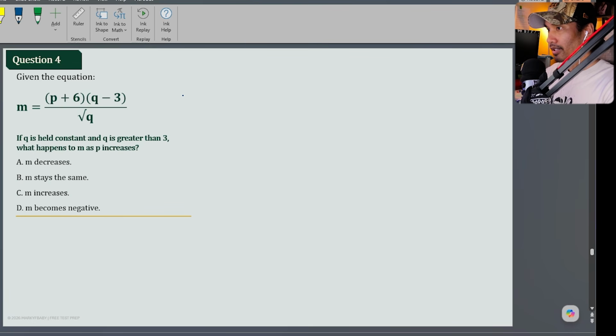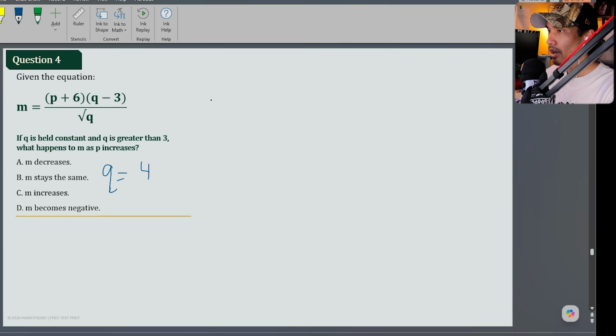Okay, so let's go ahead and start. I'm going to just choose Q greater than 3. I'm going to choose Q equaling 4. Okay, keep it simple, guys.